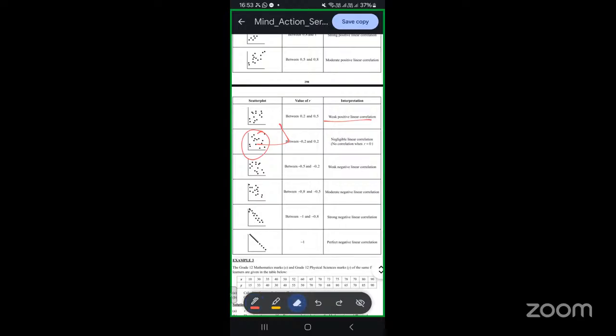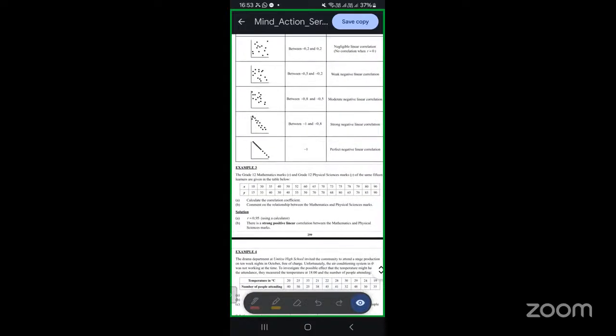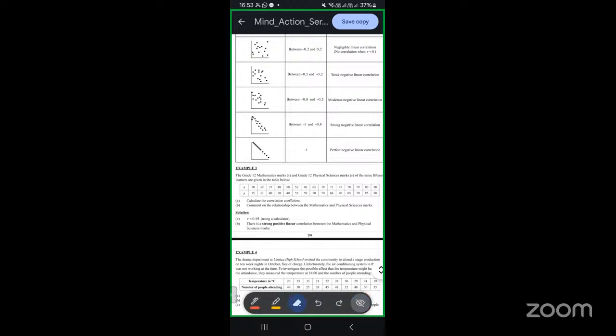Yes, sir. All right, then we've got the last example here. Example 3, they are saying grade 12 mathematics. Let's just go to the question. The question requires us to calculate the correlation coefficient R. I got 0.95 this side, and they also got R as 0.95. Do you still remember how to get that correlation coefficient, that R, using the calculator? Are you sure?